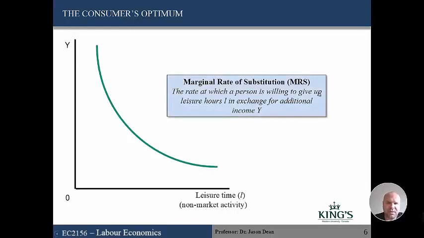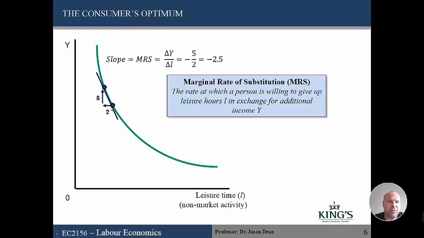So let's talk about the marginal rate of substitution. The definition is the rate at which a person is willing to give up leisure hours in exchange for additional income Y. So if we look at the indifference curve and we look at this region over here to the left, we see that to keep this person indifferent to a loss of 2 hours of leisure, you would need to give them an increase in income of $5. And so here, the marginal rate of substitution is simply negative 2.5.